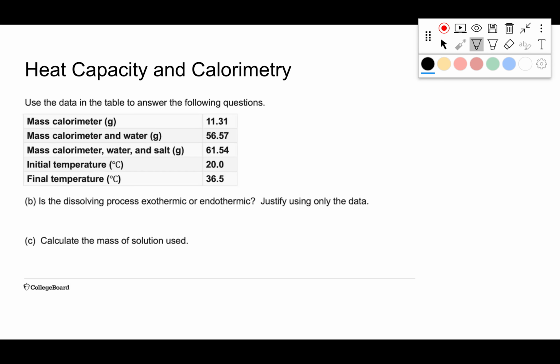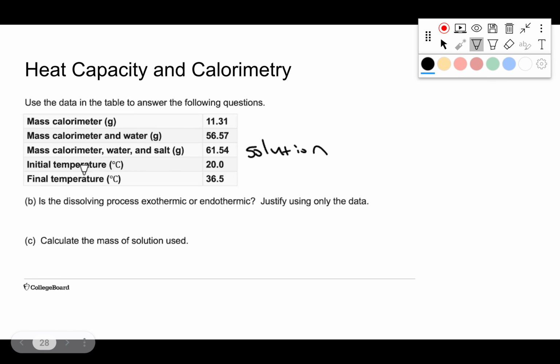So this is a type of question that we'll see on the AP exam. This is what we've seen the last few years, where it has some questions and it gives you data and you have to interpret the data. This is usually an FRQ question. And so in this one, it says the mass of the calorimeter and the water, and the mass of the calorimeter, water, and salt. So this one is not a metal problem like our last one. What it's doing is making a saltwater solution because we've dissolved salt in water.